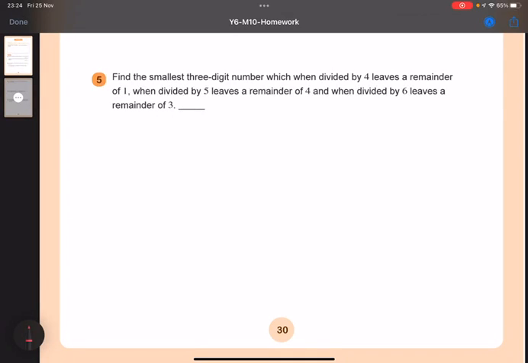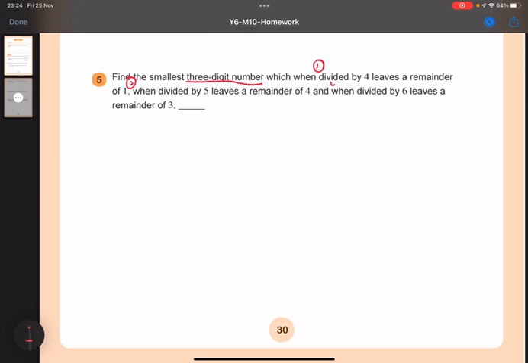Okay, now the last question. Question number 5. Find the smallest three-digit number. This is the first requirement, which, when divided by 4, leaves a remainder of 1. This is the first remainder requirement. And the second, when divided by 5, leaves a remainder of 4.